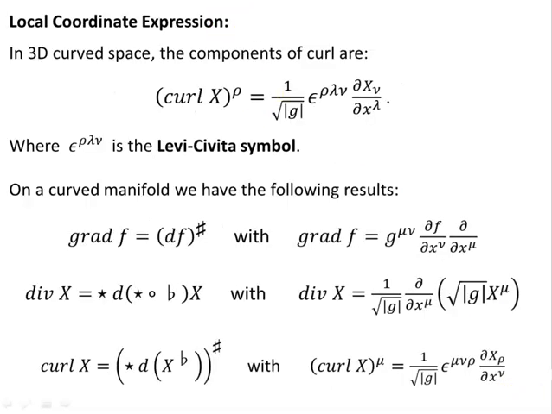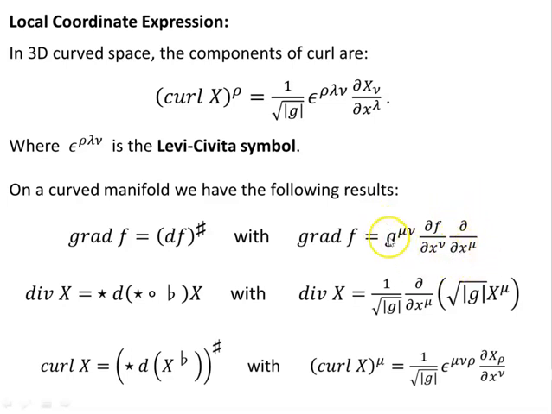Next step, so local coordinate expression on our manifold, local coordinate system, coordinate chart in 3D curved space. The components of the curl are this, gives us that, where epsilon rho lambda nu is the Levi-Civita symbol. So on a curved manifold, we have the following results. Gradient vector is just the sharp operator acting on the exterior derivative of f, df. So now in component form, grad f is just, this is just in component form, but this is the whole vector because it's expanded in terms of the tangent basis vectors.